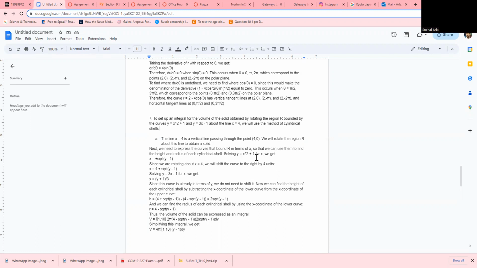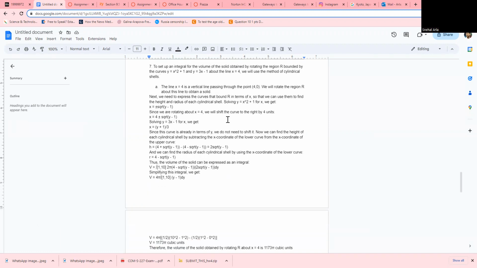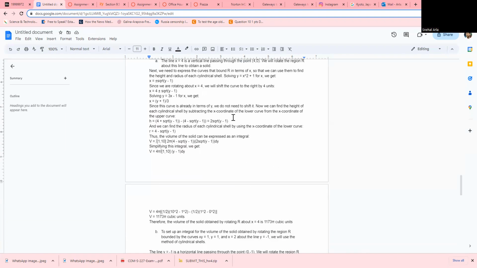Solving y equals x squared plus 1 for x, we get x equals plus or minus the square root of y minus 1. Since we are rotating about x equals 4, we'll shift the curve by 4 units: x equals 4 plus or minus the square root of y minus 1. Solving y equals 3x minus 1 for x, we get x equals (y plus 1) over 3. Since this curve is already in terms of y, we don't need to shift it.